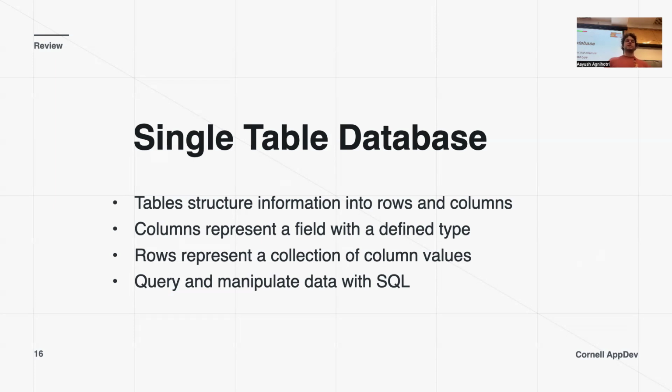Like in the Excel spreadsheet, the columns represent a field with a defined type. So let's say a net ID will have a string data type. And each column has all the different net IDs of, let's say, the different students that are in your table. And the rows represent a collection of column values. So let's say each entry is a particular student. And then we use SQL to query and manipulate data.